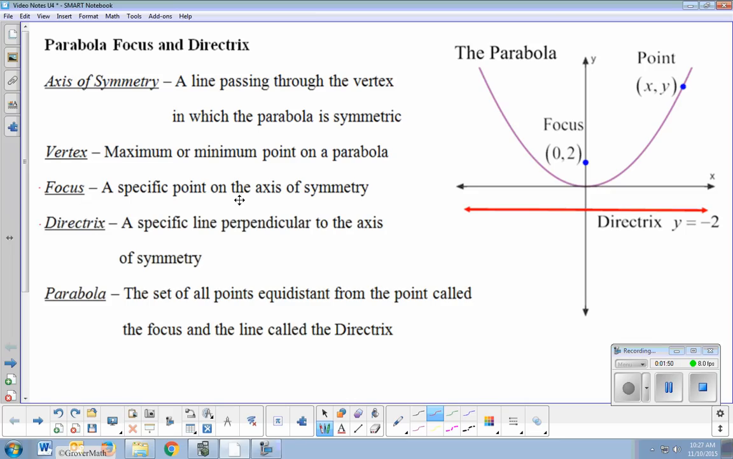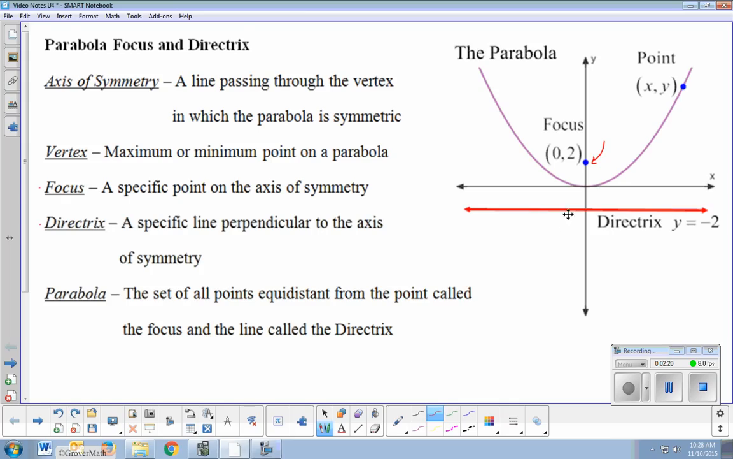Focus is a specific point on the axis of symmetry. And for this example, our focus here is (0, 2). It's on the axis of symmetry, but it's not any point on the axis of symmetry. It's a specific point. There's only one focus for every parabola. And the directrix is a specific line perpendicular to the axis of symmetry. And it's not just any line, it's a specific line. Every parabola has a directrix. And we usually don't graph them, but they're there, the focus and the directrix.